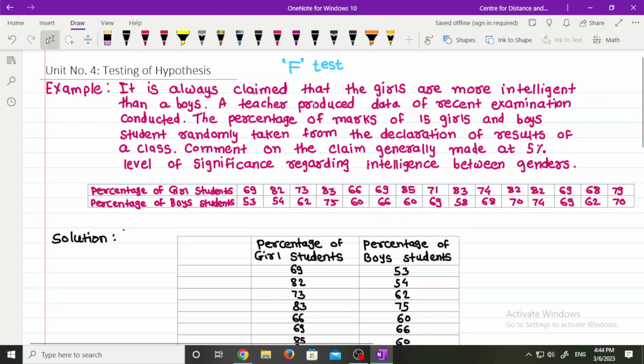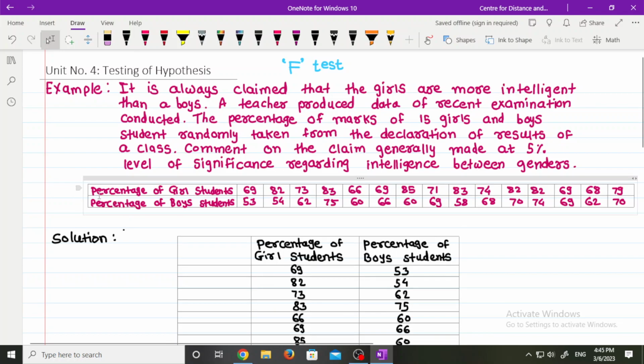It is always claimed that girls are more intelligent than boys. A teacher produced data of a recent examination conducted. The percentage of marks of 15 girl and boy students, randomly taken from the declaration of the result of a class. Comment on the claim generally made, at 5% level of significance, regarding intelligence between genders.